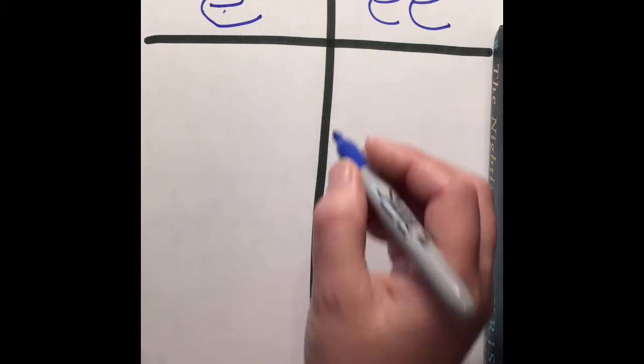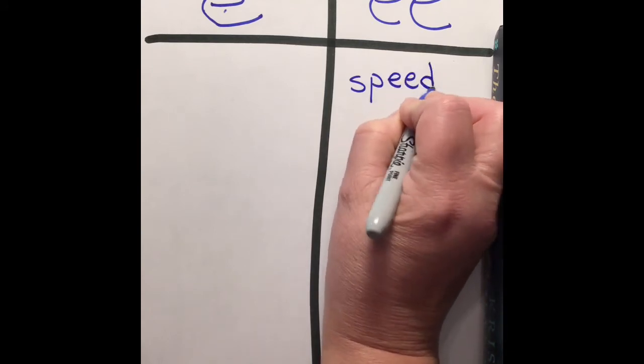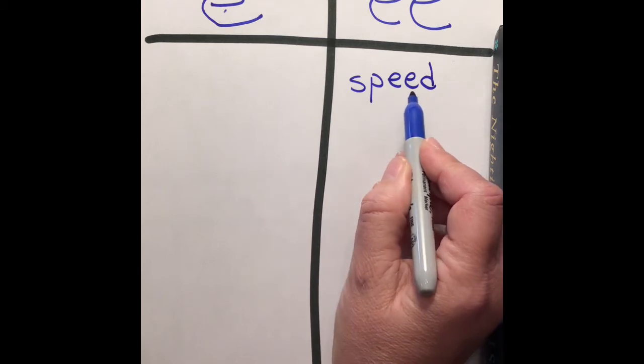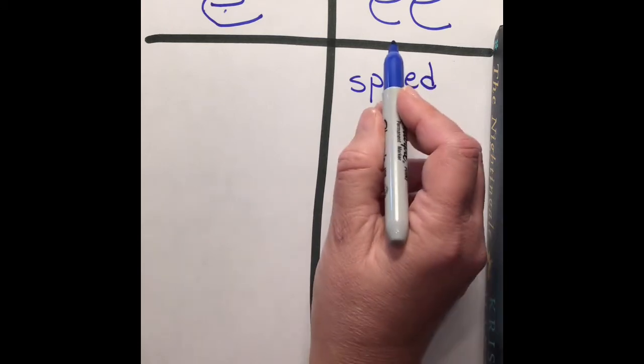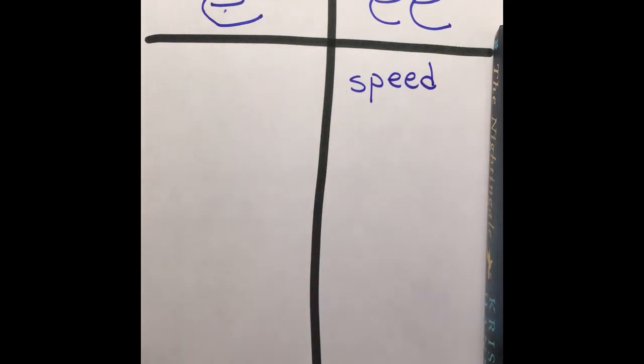So one word I can think of is speed, S-P-E-E-D. Now speed is fair because this is a blend, other long vowel, consonant. So when kids are learning EE in the within word stage, they would know all of those features.